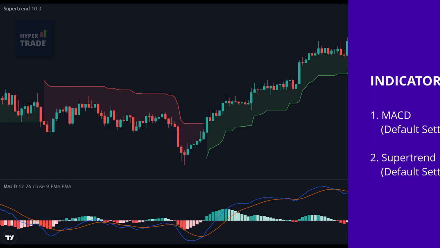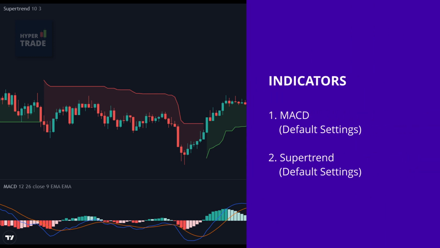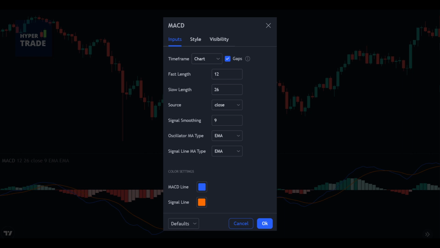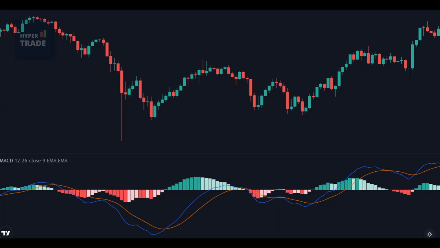In this strategy, we will need two indicators. The indicators are MACD and Supertrend. Our first indicator is MACD, or Moving Average Convergence Divergence. You can find the MACD indicator easily in the TradingView Indicators list. We are using the MACD indicator with default settings, so you don't need to change anything. Add this indicator to your chart. As you can see, the indicator we have below is the MACD indicator.